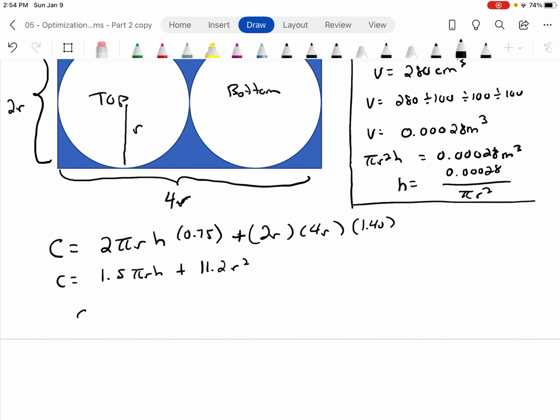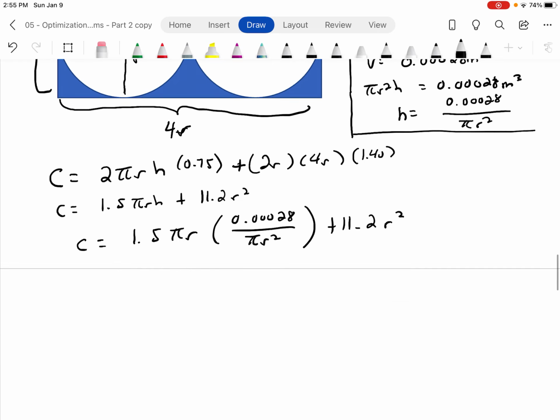So now I can sub that in, and I can get C equals 1.5 pi r times 0.00028. And if you're frustrated by all those zeros and writing them a bunch of times, then whenever you can, go to the smaller measurement, which will give you bigger numbers. So I'm going to tidy this up. C equals, let's see, 1.5 times 0.00028. I actually end up with 0.00042. Oh, the pi's cancel.